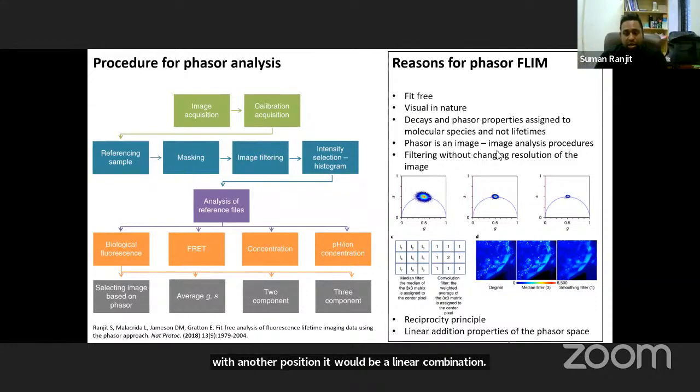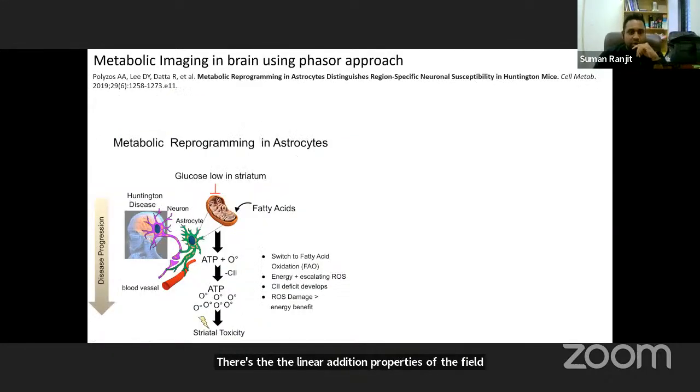Now, phasor is an image. So we can use image analysis procedures. One of them is shown here. So you can do filtering. So this is 3x3 filtering or 5x5 filtering. And as you are doing filtering here, the actual image gives the same resolution as you took the original intensity image. There is the reciprocity principle, which I mentioned before, and the linear addition properties of the phasor space, which, again, I sort of talked about before.